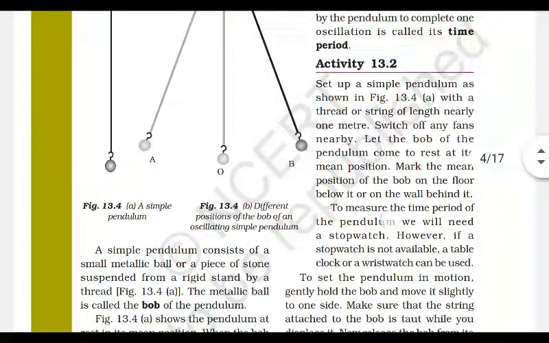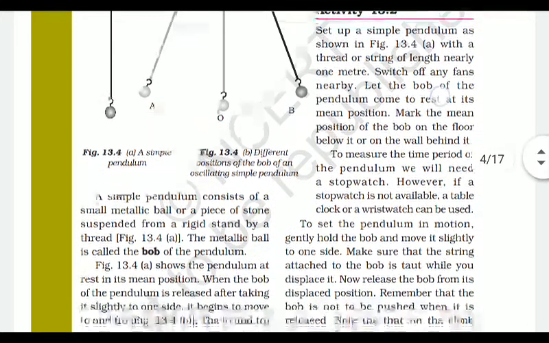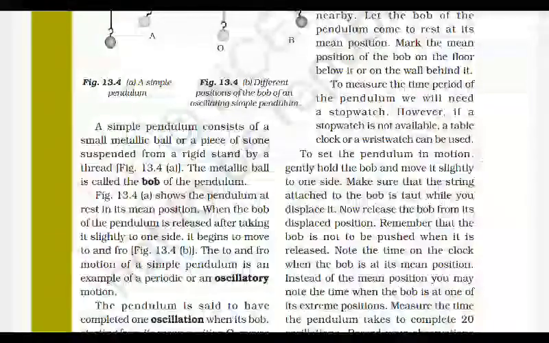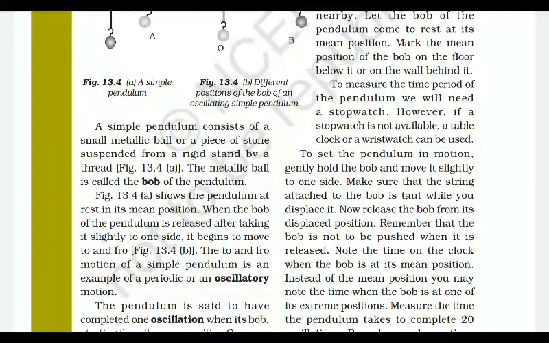In Activity 13.2, set up a simple pendulum as shown in the figure with a thread or string of length nearly 1 meter. Switch off any fans nearby and let the bob of the pendulum come to rest at its mean position. Mark the mean position of the bob on the floor below it or on the wall behind it. To measure the time period of the pendulum, we will need a stopwatch. However, if a stopwatch is not available, a table clock or a wristwatch can be used.